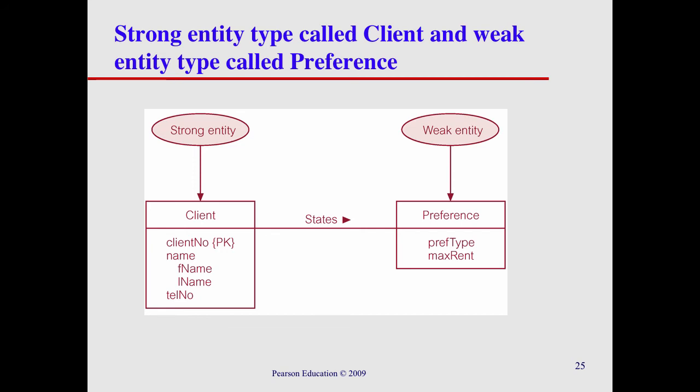Now, in practice, if you show a weak entity like this, the weak entity typically does not have a primary key. And why is that? Because when you map it to a relation, the weak entity will get a foreign key, and the foreign key will point back, in this case, to the client. So when this preference entity is realized as a relation, it will have a third attribute called client number, and that will be a foreign key pointing back to the strong entity.